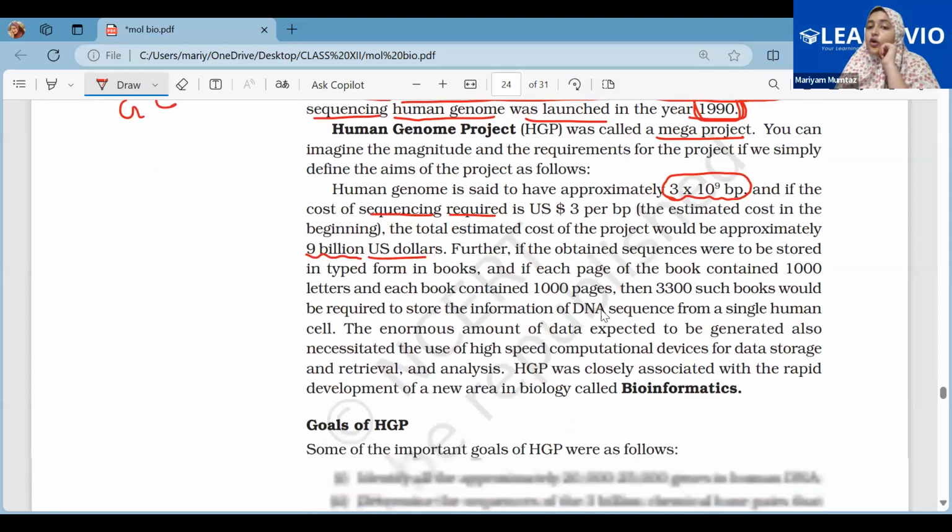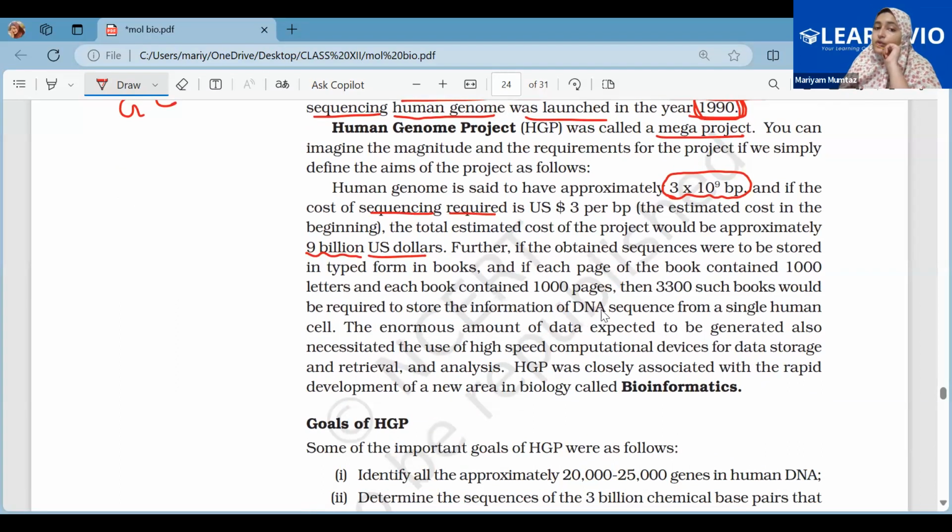Further, if the obtained sequences were to be stored in typed form, meaning we have to maintain the data, and if each page of the book contained 1,000 letters and each book contained 1,000 pages, then 3,300 such books would be required to store the information of DNA from a single human cell. Only one cell of a human being. Normally working on humans is not, you can say, allowed.